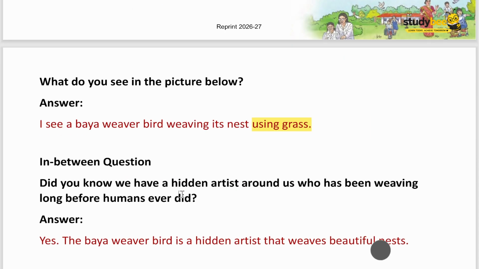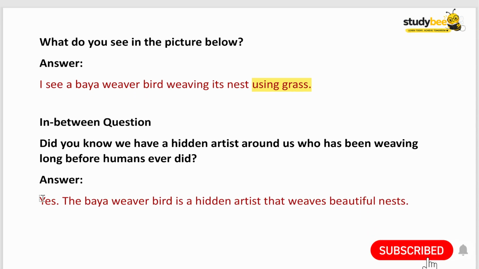Do you know we have a hidden artist around us who has been weaving long before humans ever did? There is an artist among us who has been weaving for many years, before humans ever did. When humans did not know how to weave, these creatures were weaving, and humans have learned weaving from those creatures. So yes, the Baya weaver bird is a hidden artist that weaves beautiful nests.